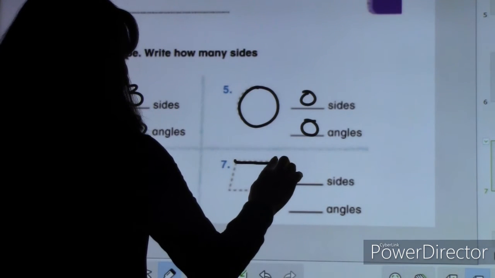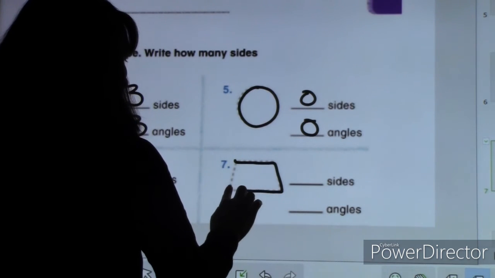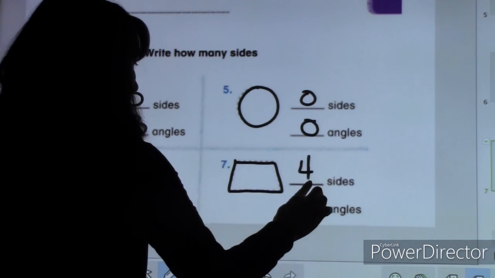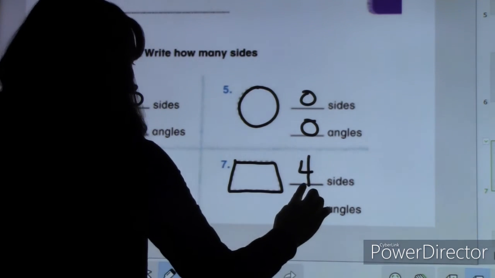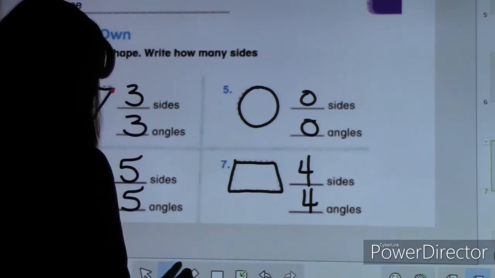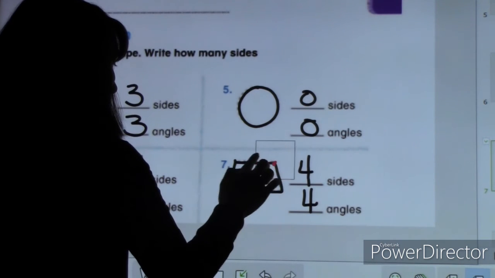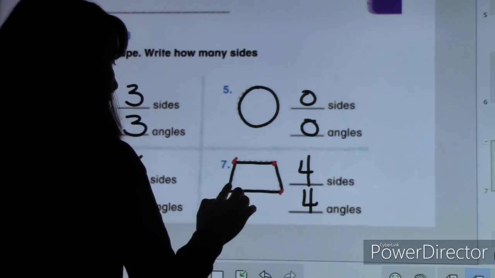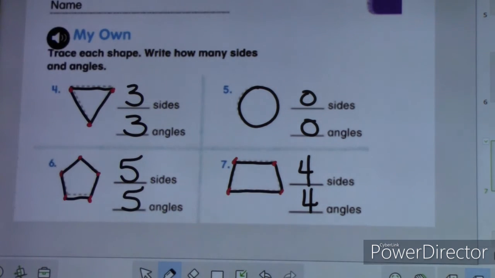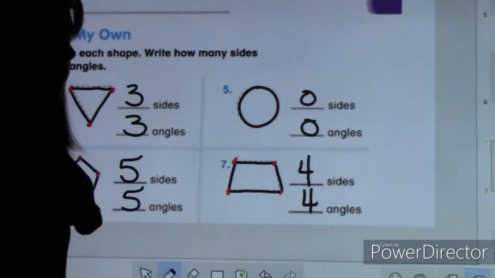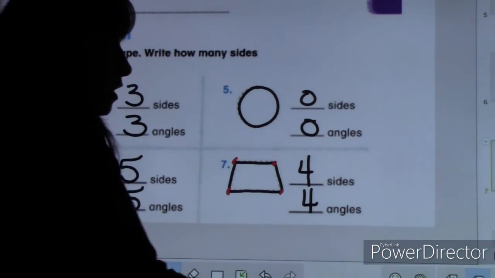Okay, parallelogram. 1, 2, 3, 4. Sorry, that's a trapezoid. 4 sides and 4 angles. And we're going to count the angles just to make sure. 1, 2, 3, 4 angles. Okay, go ahead and finish up that top of the page. I'll wait just a second, pause your video if you need to, and then turn to look at the bottom of the page.